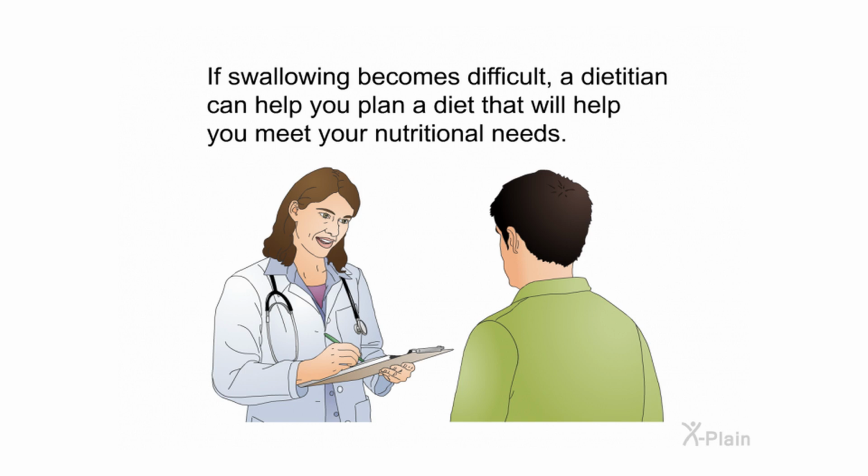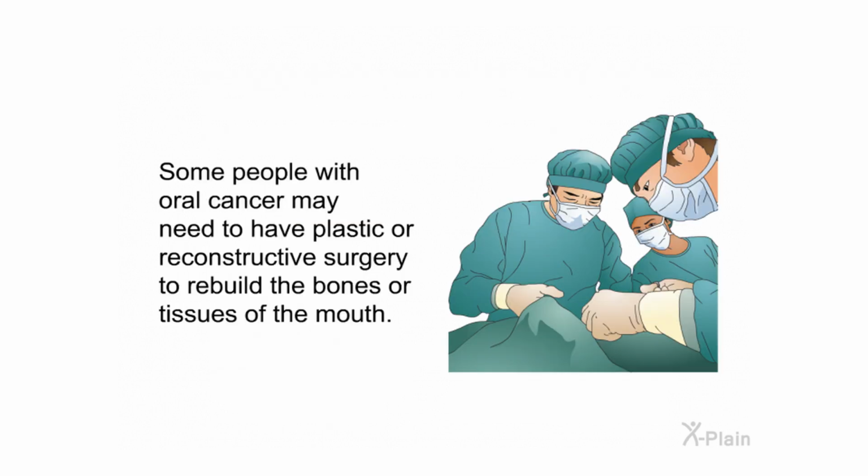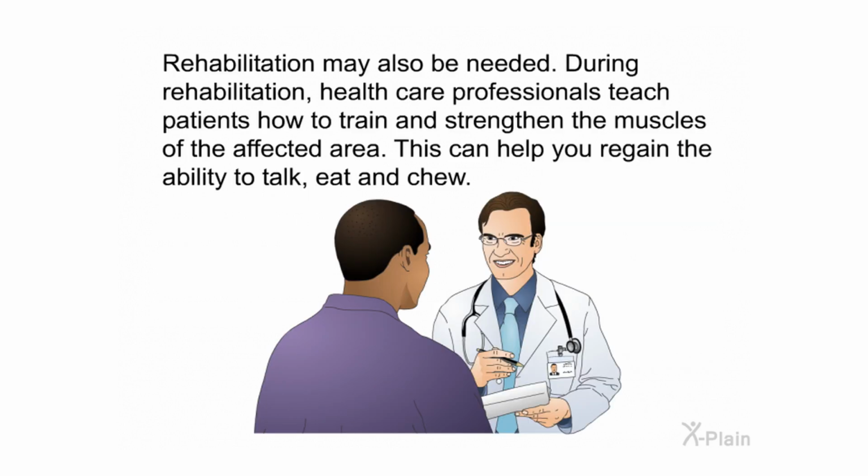If swallowing becomes difficult, a dietitian can help you plan a diet that will help you meet your nutritional needs. Some people with oral cancer may need to have plastic or reconstructive surgery to rebuild the bones or tissues of the mouth. Rehabilitation may also be needed. During rehabilitation, healthcare professionals teach patients how to train and strengthen the muscles of the affected area. This can help you regain the ability to talk, eat, and chew.